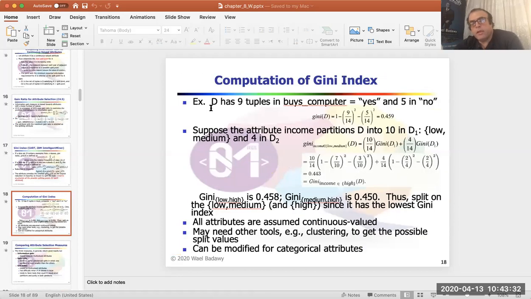Okay, so here I have D, and D has 9 tuples in the buys-computer class, yes, and 5 in no. So basically the Gini will be 1 minus (9 over 14, where 14 is the whole population) squared, minus (5 over 14) squared, and the result will be around 0.459.